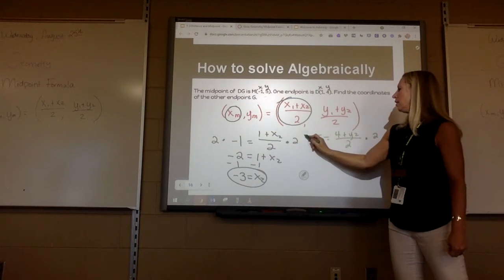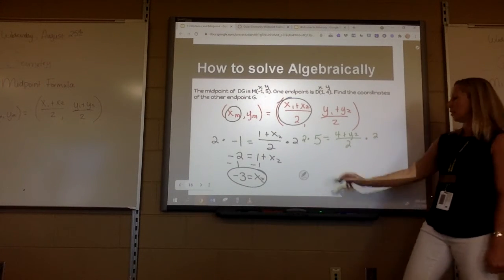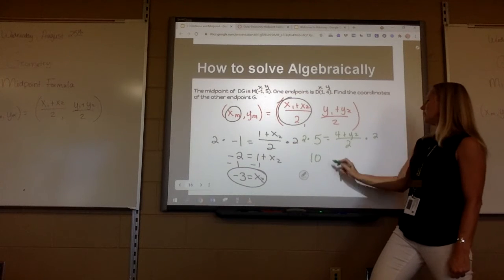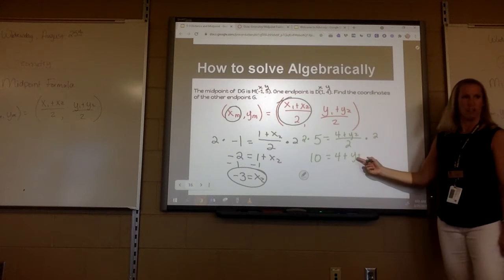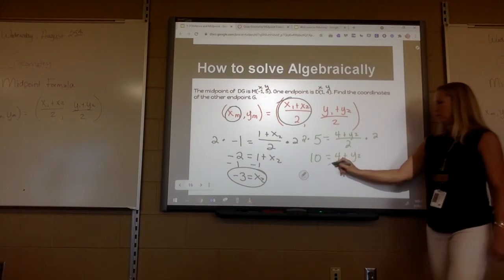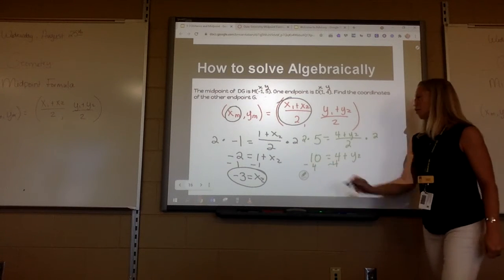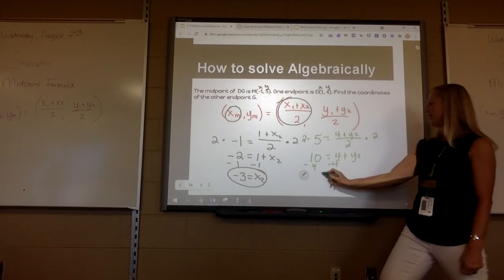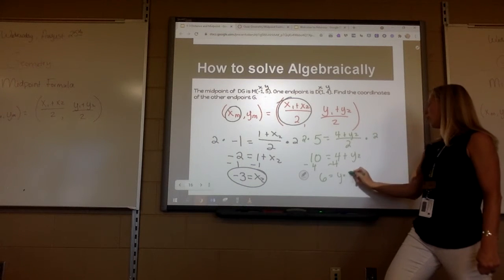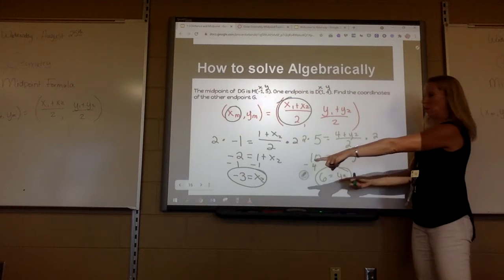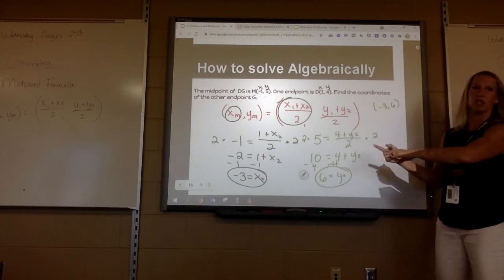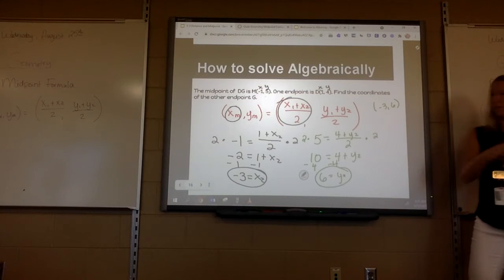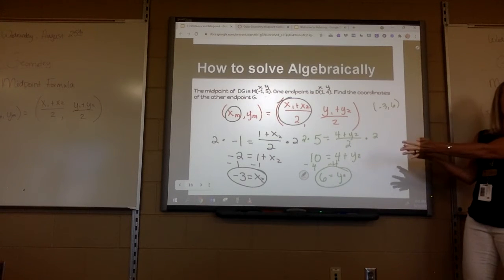Multiply. What's 2 times 5? 10. 10 equals 4 plus y2. Still got to solve for y2. Minus 4. What's 10 minus 4? 6. So I know my new point is -3, 6, which we just found by graphing a second ago. But do you want to do all this algebra?